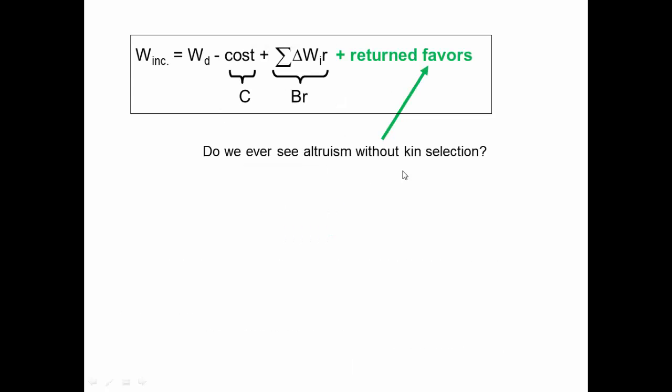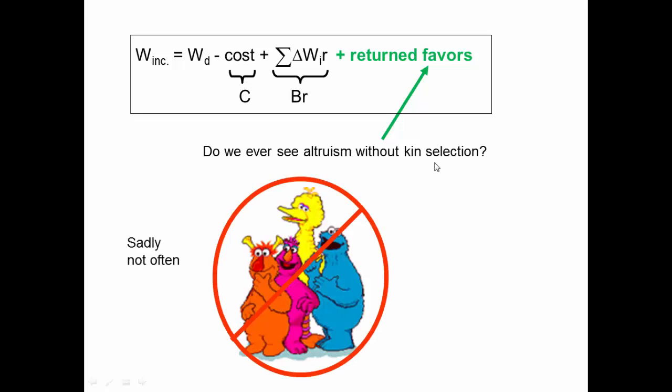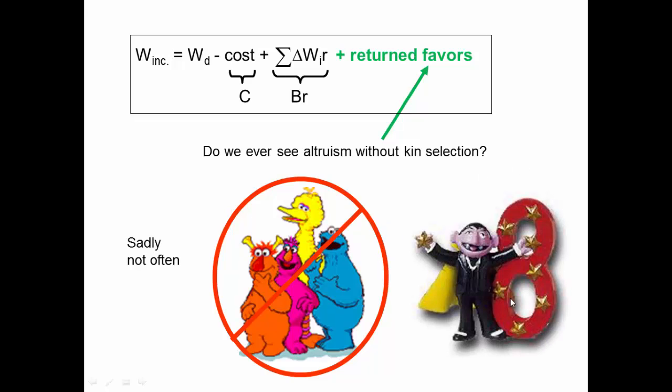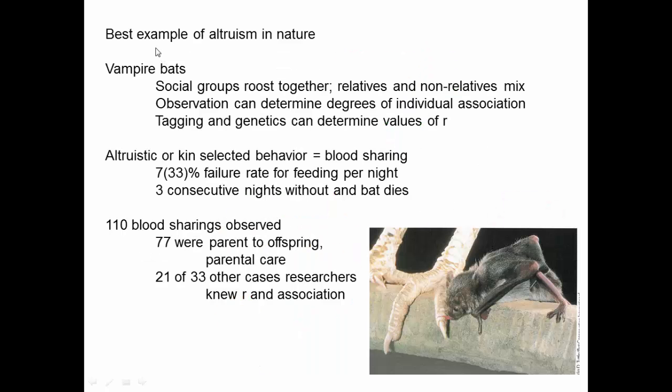Do we ever see altruism that's not explainable by kin selection, like sharing and getting along and being nice and generous? Turns out, not often, right? The world is not a happy place where everybody is nice to each other. Organisms are nice to each other, but actually we do have some individual examples, and the example we'll talk about actually comes from vampire bats. So this is one of the best examples of altruism in nature that is not just explainable by kin selection.